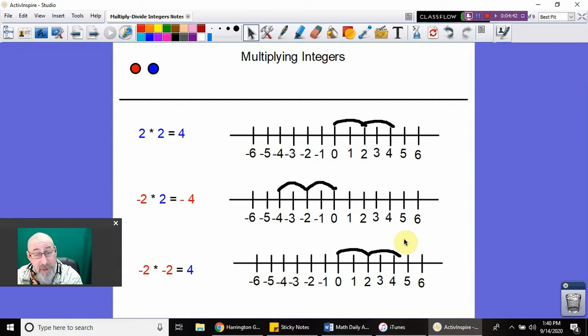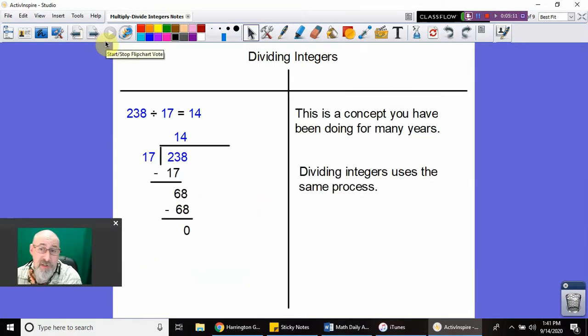A negative times a negative is always going to be a positive. A negative times a positive is always going to be a negative. Of course, positive times positive is always positive. So that's our multiplying. Not too bad. Like I said, the process is still the same. The only thing different is our rules. The signs are the same, we have the positive. The signs are different, we have a negative.